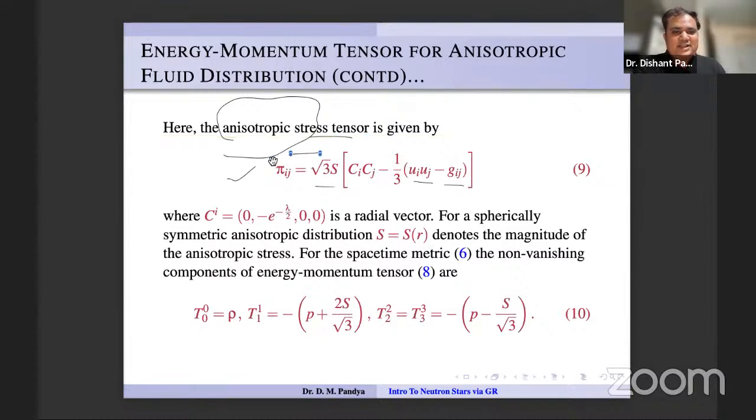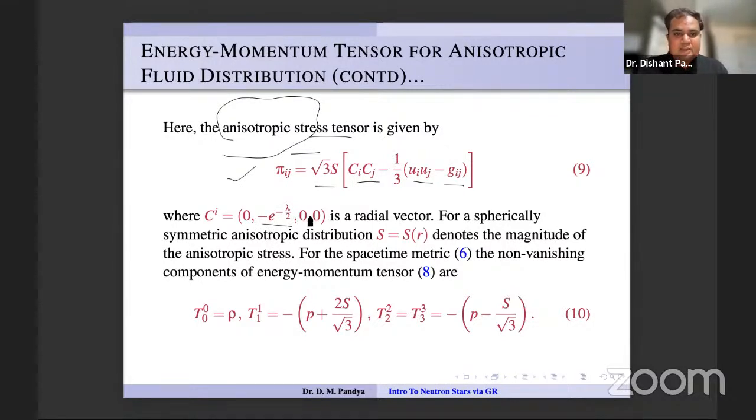Basically, this is a very large calculation. Based upon this lengthy calculation, they have found this expression pi ij. Now we are basically considering this expression in our research, but they have calculated it in a very realistic manner. They have proved this pi ij, and here this Ci vector is nothing but a radial vector, (0, minus e to the power minus lambda over 2, 0, 0). Now this radial vector can be obtained on the basis of our considered space-time.